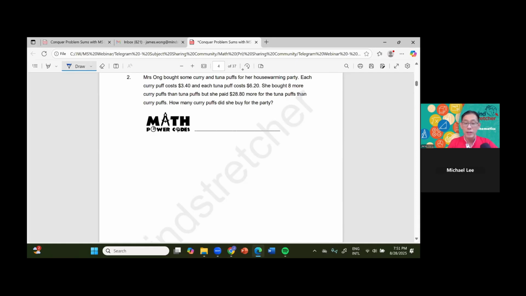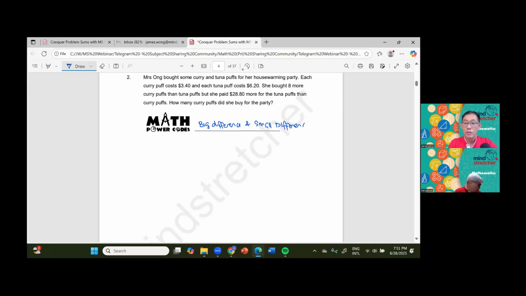The method here is called big difference and small difference. I'll write this down for you. Big difference and small difference. This is what we call this method in our MS power code, but it's not so important. Don't worry about the terminology. If you have learned this method by a slightly different terminology, it's fine. Now let me explain the method itself and how you should go about applying it to this question.